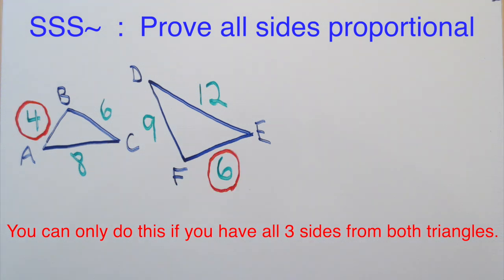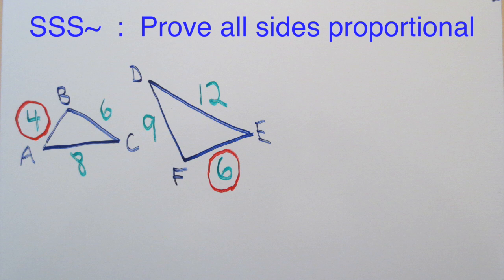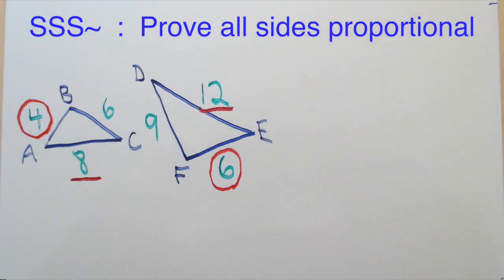Then you can take a look at, well, which is the longest side for both triangles? And on the left side, 8 is the longest side, and on the right side, the 12 is the longest side. So now we can go ahead and underline those sides. And you don't need to do anything with the third side.